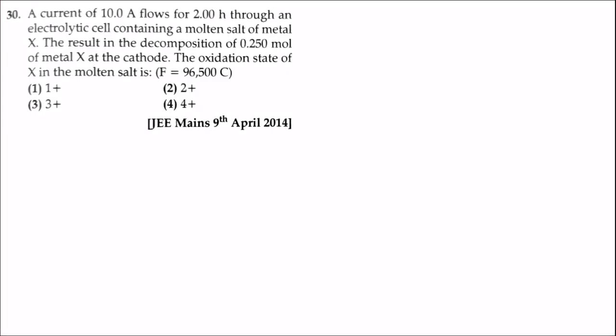Question: a current of 10 ampere flows for 2 hours through an electrolytic cell containing a molten salt of metal X. This results in the decomposition of 0.250 mole of metal X at the cathode. The oxidation state of X in the molten salt is? 1 Faraday is equal to 96500 coulomb.